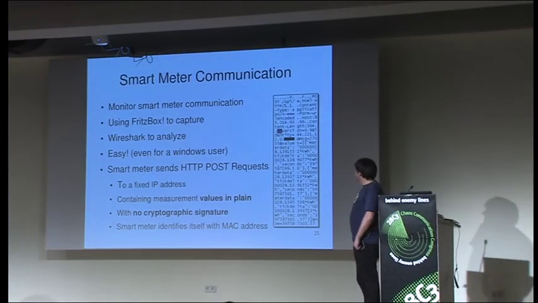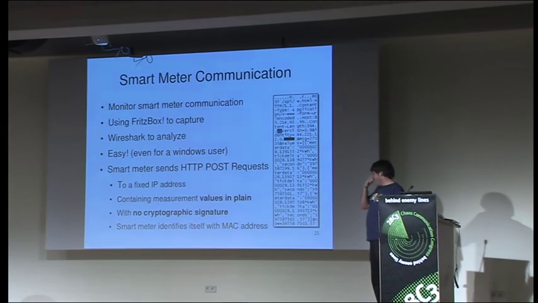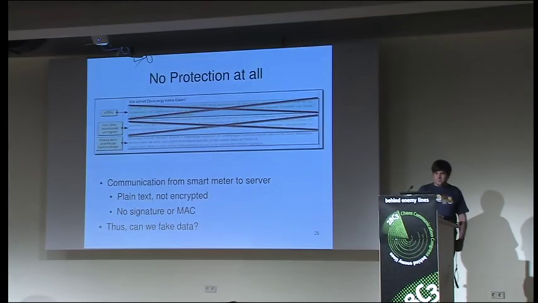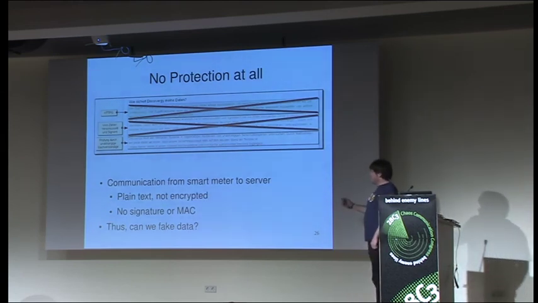And there's no cryptographic signature. I showed it to my wife, and she said, oh, but it's encrypted, it's all encrypted stuff here. It was quite difficult for me to explain to her that it's not encrypted. What we observed is that the smart meter provides its own identity by using its own MAC address. So there's no protection at all. Communication from the smart meter to the server is in plain text: not encrypted, no signature, and no MAC. And MAC, by the way, is message authentication code. I think you know it all.